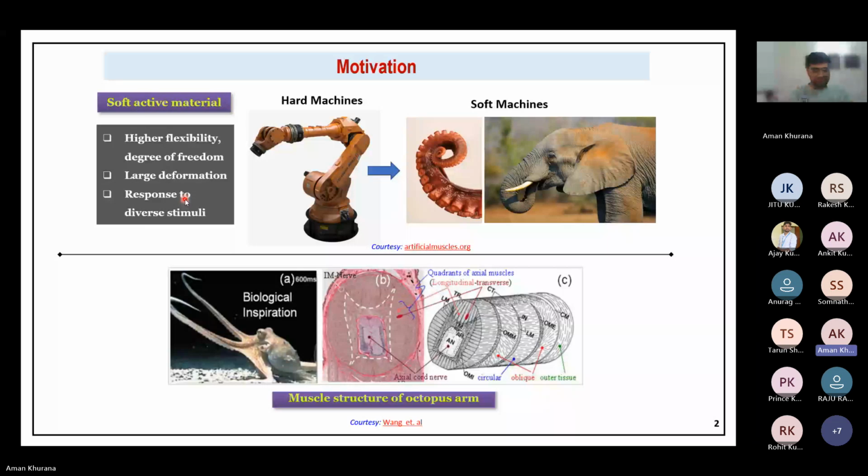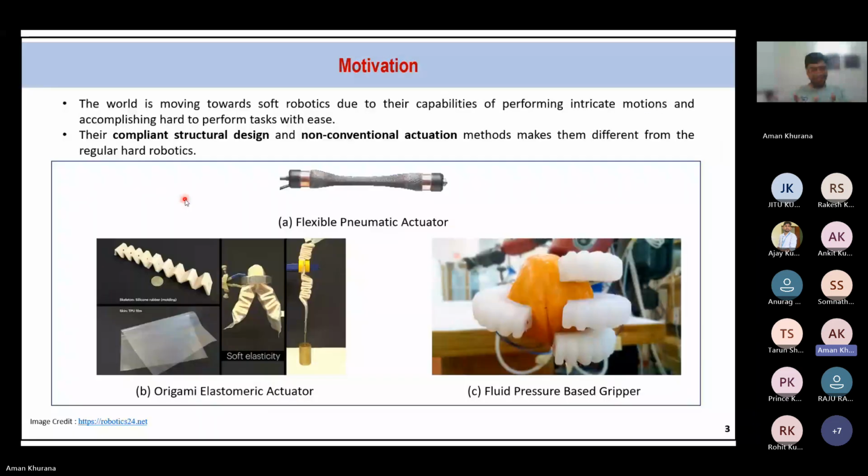After getting motivated from mother nature, people are moving towards this, as I have already discussed, because soft active material can easily biomimic the response of different types of systems that you see. You can see one flexible pneumatic actuator: by applying pressure, you can have the actuation capabilities. You can see a gripper. It looks like your hand.